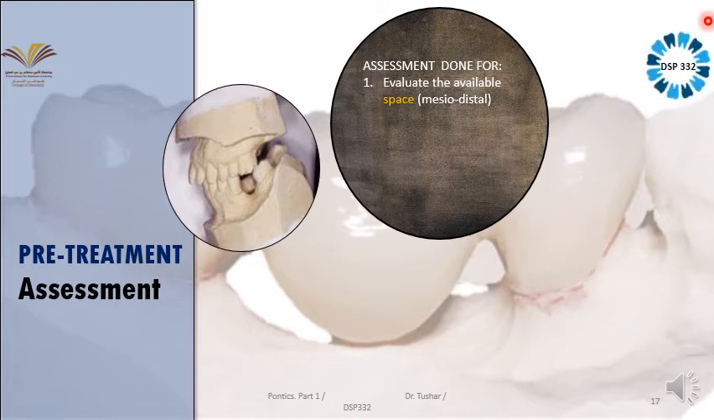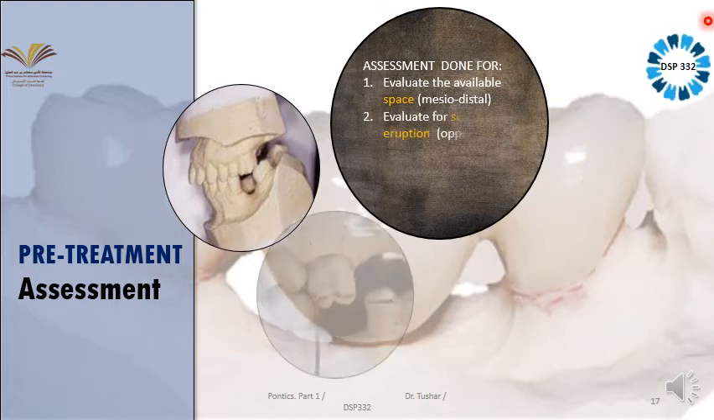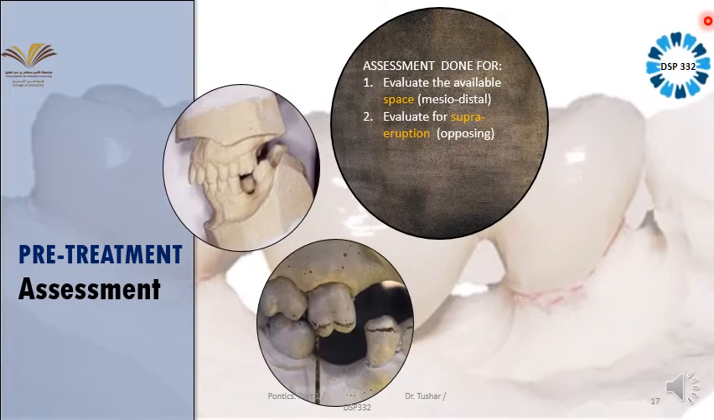So you have to assess the available space, evaluate the supraeruption. Now in this case you have seen that the opposing tooth is supraerupted, so the cervico-incisal height of the pontic is compromised, right? So I should not proceed with this type of situation. There is a change in the treatment plan for such cases.